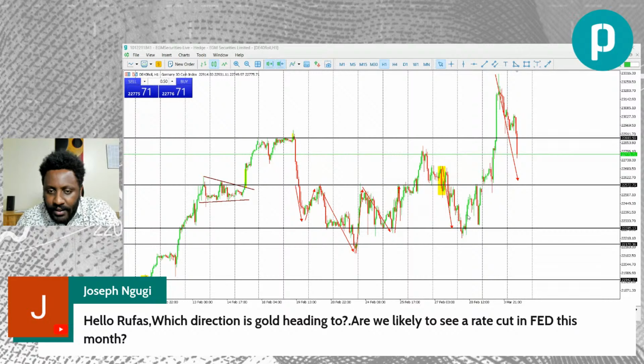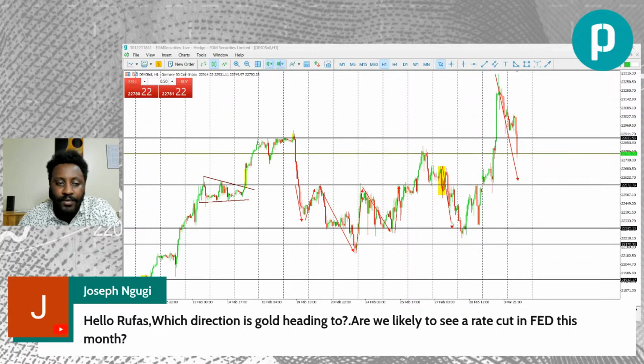So I'm checking the comment section here. Question from Joseph. Which direction is gold heading to? Are we likely to see a rate cut in the Fed this month? So a rate cut is still a potential fight between Powell and Trump. Trump wants to cut rates and Powell wants to keep rates higher. Powell has the power to keep the rates higher for longer, mainly because inflation is still a big problem in the US. So there's a good chance that we will be seeing the Fed holding rates.